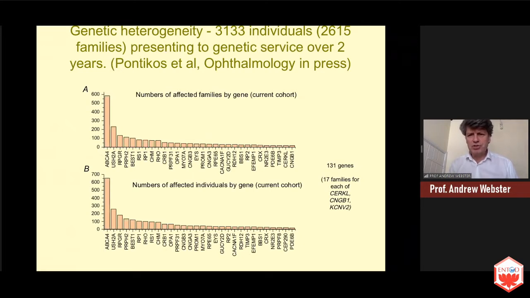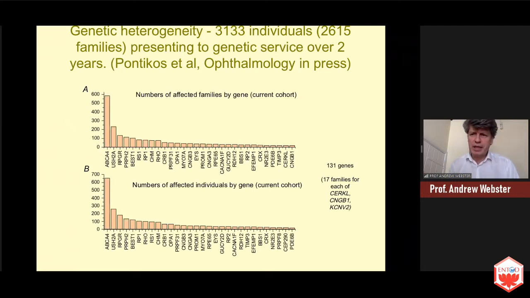And this is a recent trawl of our cases, which has just been published in Ophthalmology, looking at a cohort of people presenting in 2 years to the genetic service. And although there are many genes, we had 131 genes diagnosed in patients. A number predominate.